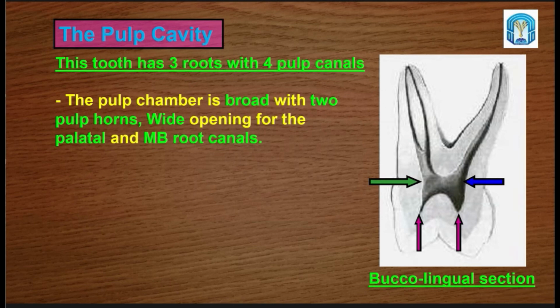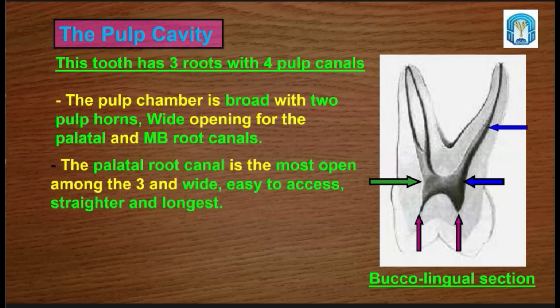You see here the buccolingual section. This is the buccal side and this is the lingual side. So you can see the mesio-buccal root. The palatal root canal is the most open among the three, wide, easy to access, straighter and longer. When we want to do root canal treatment, we cut from here, and we readily see that the palatal canal is very big and nicely open, so we can clean it nicely, and then we have to find the mesio-buccal canal and the distobuccal canal.